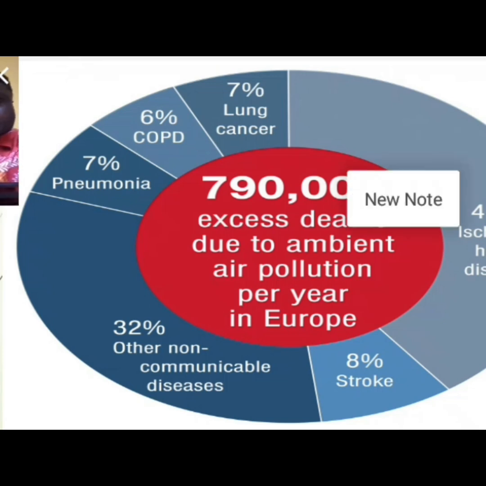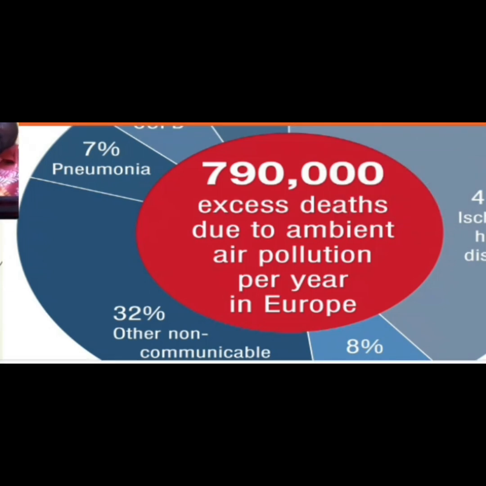Look at this picture here. You can pause it at any point in time to see the statistics. Now, 790,000 excess deaths due to ambient air pollution per year in Europe. Now, this is the statistics taken in Europe.